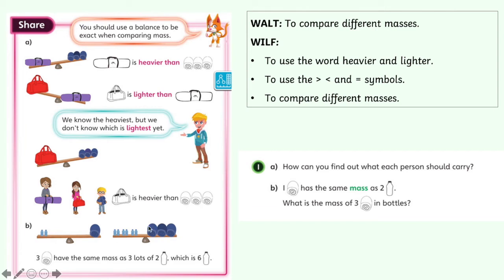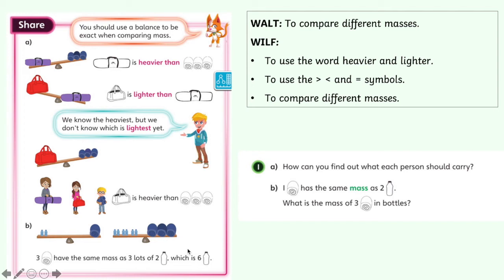Now, if we were to add 2 more sleeping bags, well, to match it, we would need to add 2 bottles for every sleeping bag. So have a look, we've added 1 more sleeping bag and 1 more pair of bottles, and then another sleeping bag and another pair of bottles. So altogether, these 3 sleeping bags have got 1, 2, 3, 4, 5, 6, or we could count that in 2s, 2, 4, 6 bottles to make this balanced. So 3 sleeping bags have the same mass as 3 lots of 2 bottles, which is 6 bottles.